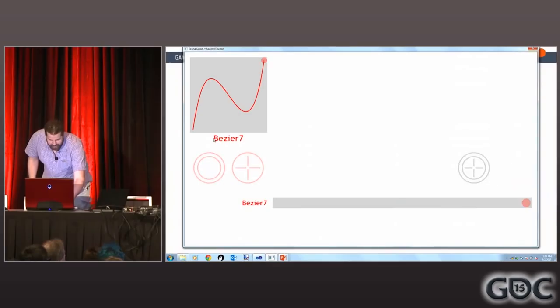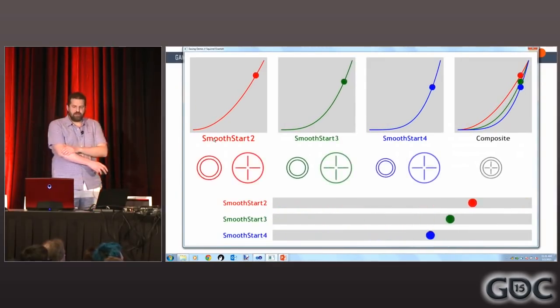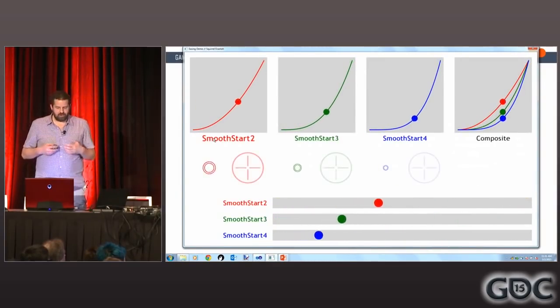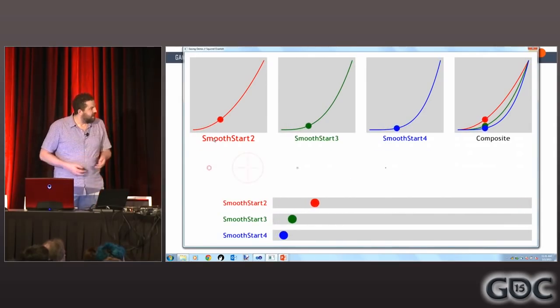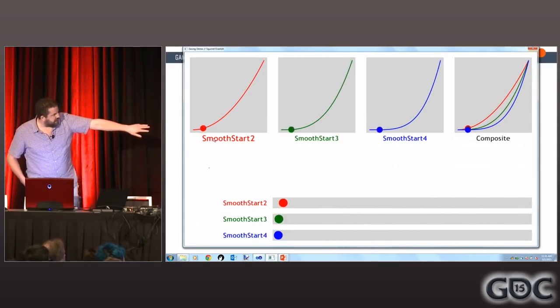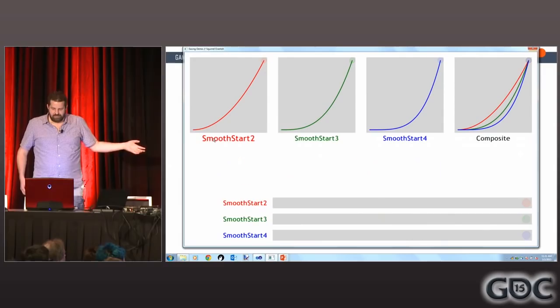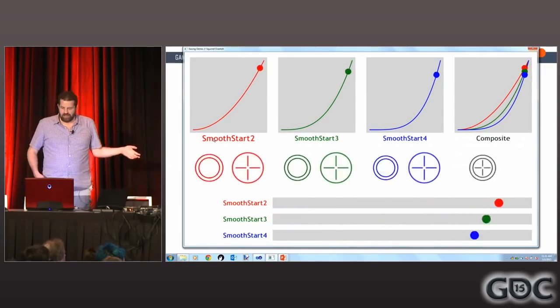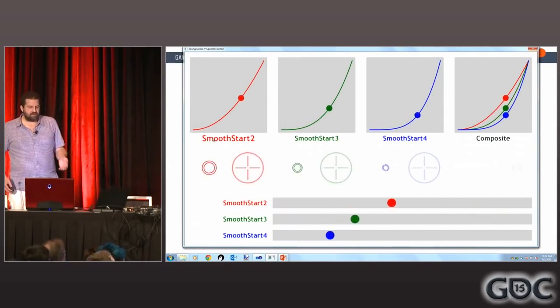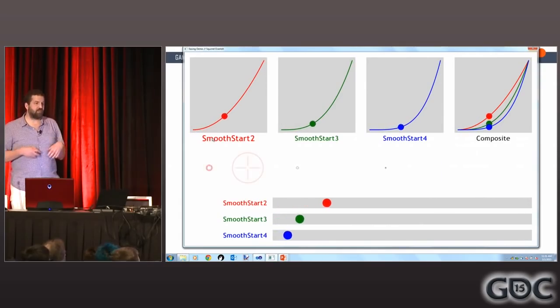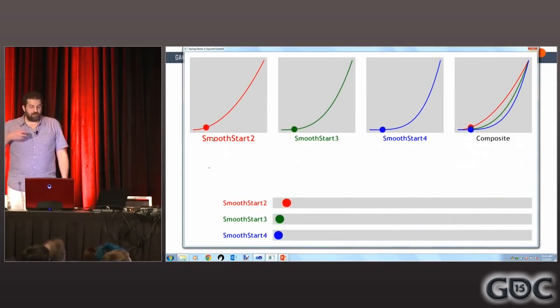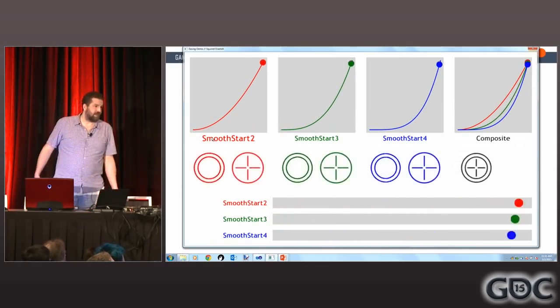And if we look at that, here are smooth start, second order, third order, and fourth order smooth starts together. And you can see them on the bottom in the racetrack. They all start at the same time. They all end at the same time. But the curve is more exaggerated for the blue one. So the blue one has a much slower start, which means that he has to go much faster at the end to catch up to be on time with everyone else.